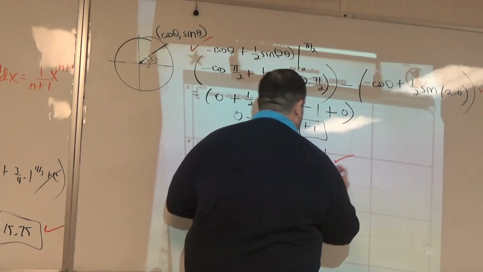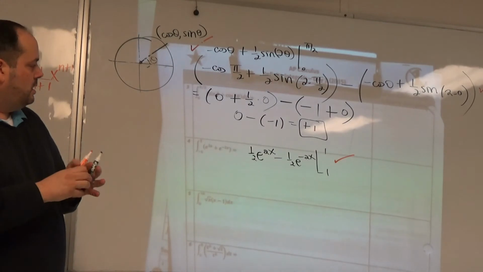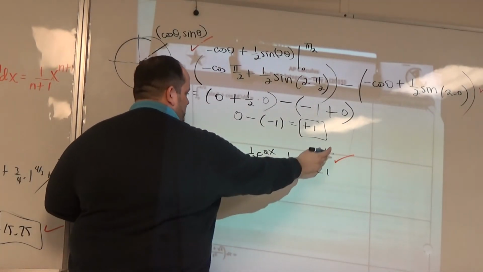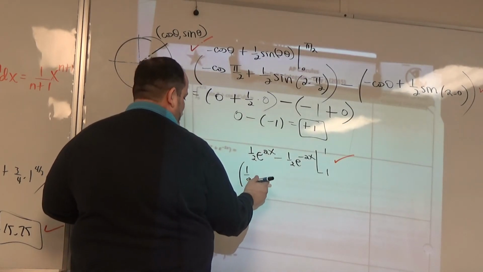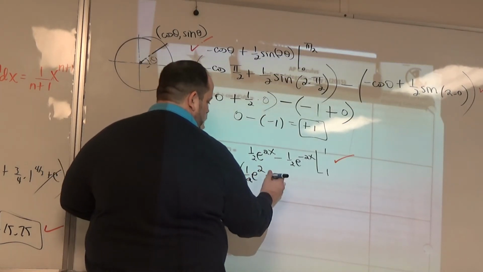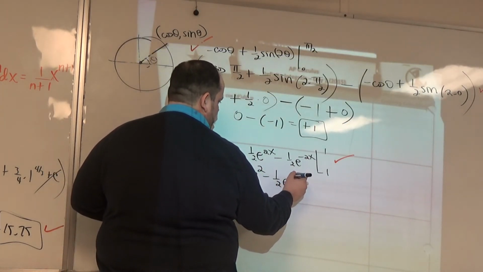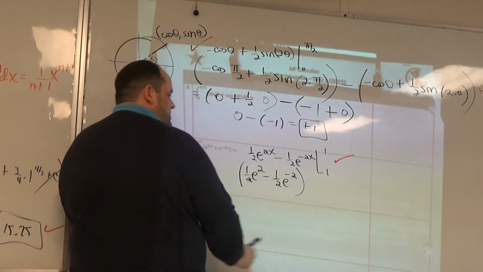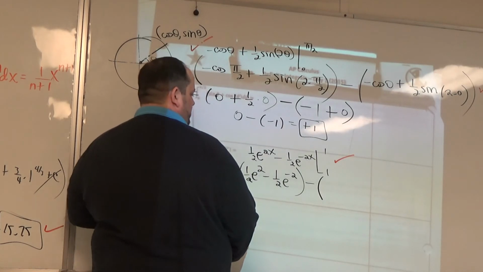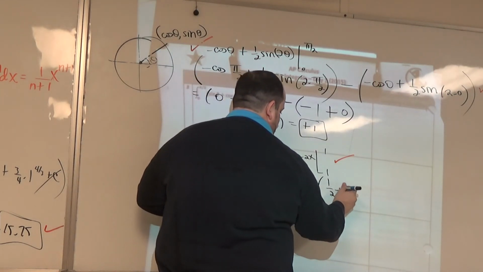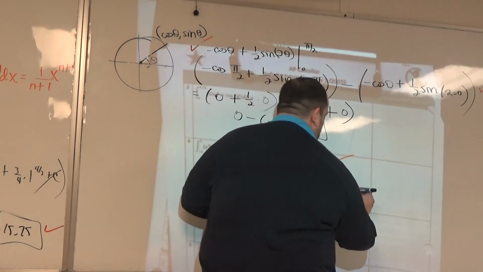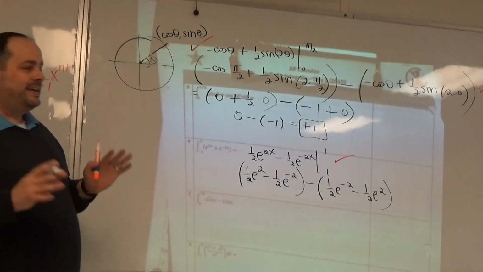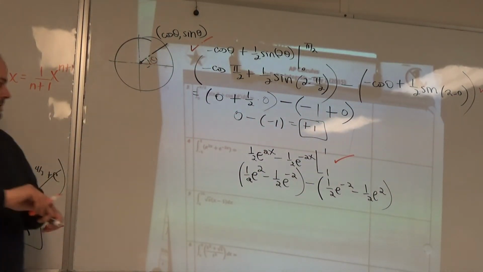Jose, what's your next move? You plug in the top one. Okay, so let's do that. Plug in the 1. You're going to get 1/2 of e squared minus 1/2 e to the -2, in big parentheses, minus all the stuff after it: 1/2 e to the -2 minus 1/2 e squared. And I hear a whole lot of whispering about it's 0. No, it's not. It's a positive.